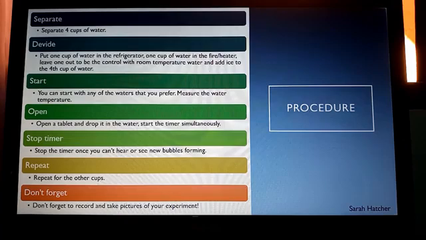Stop the timer once you can't hear or see new bubbles forming. If you don't stop the timer exactly when you can't hear or see bubbles forming, the experiment also won't be accurate. Then you can repeat for the other cups.